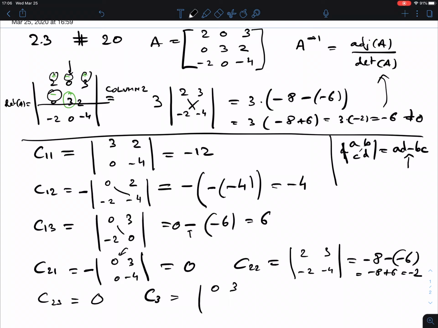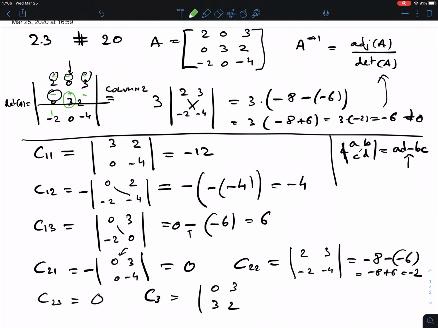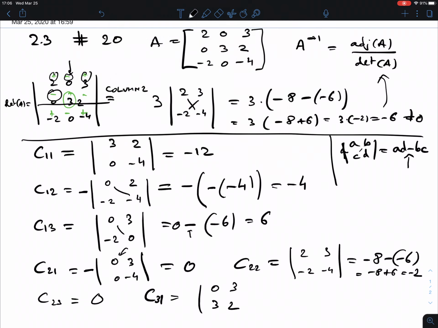0, 3, 3, 2. I have to think about the sign. I didn't make my whole sign pattern. Minus, plus, minus, plus. So what are we doing? C3, 1, right? Yes, I don't know what happened to my 1 here. Yes, this 1. Okay, so we have a plus sign.